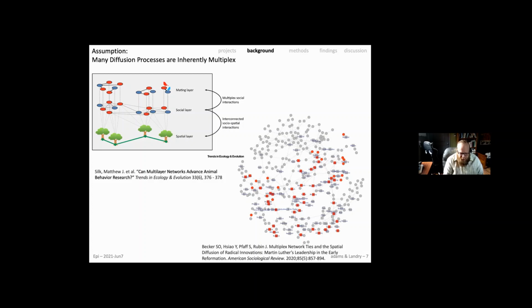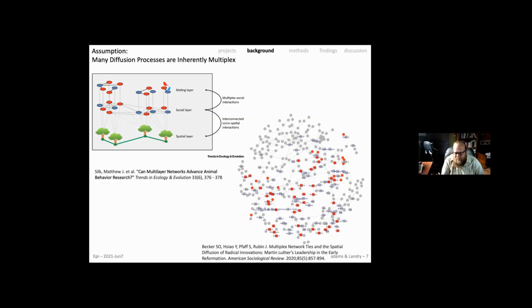Alternatively, this is a very recent paper that I found really intriguing, published in American Sociological Review, that looks at the spread of the Protestant Reformation as a product of two different types of relationships. One was Martin Luther's personal communications: who he sent letters to and received letters from, and visited. There are a number of ways they represent personal relationships, but it's basically looking at Luther's personal contribution to the spread of the Protestant Reformation.